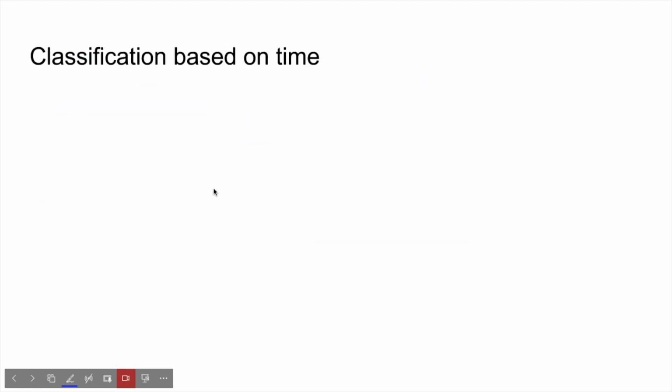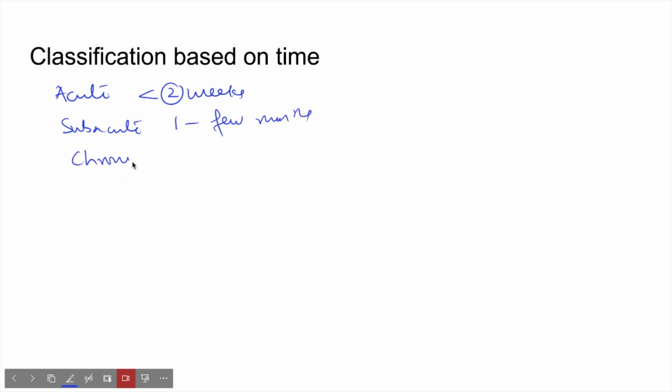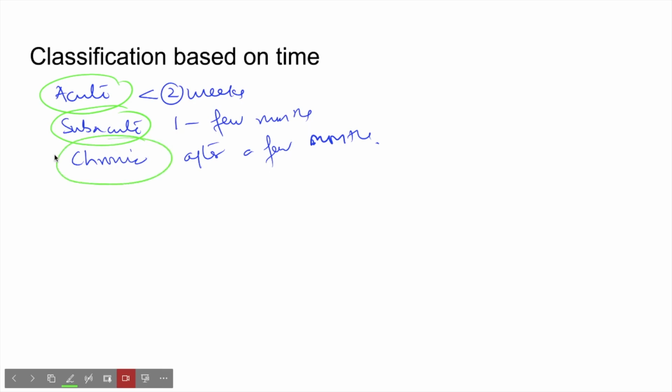So how do you classify osteomyelitis? You can classify osteomyelitis as acute, that is less than 2 weeks, where X-ray changes may not be seen. You will have to look up, find an ultrasound or MRI to see any changes. Then you have subacute, which is from 1 to a few months, and chronic is after a few months. So the classification based on time is acute, less than 2 weeks, subacute, 1 to a few months, and chronic, after a few months.